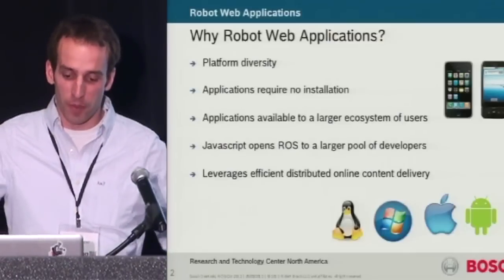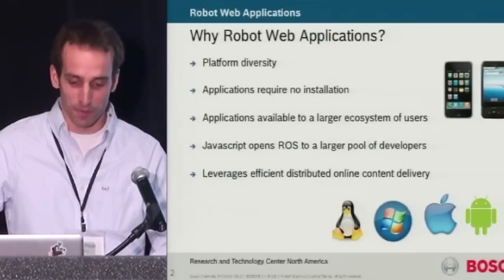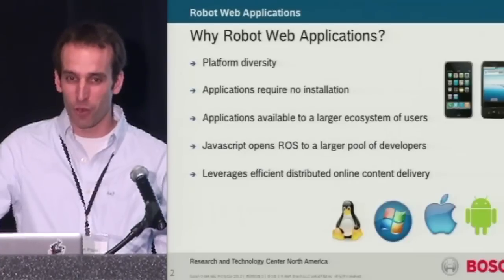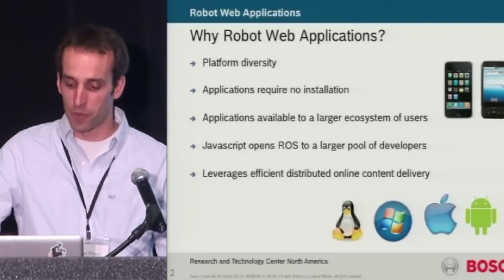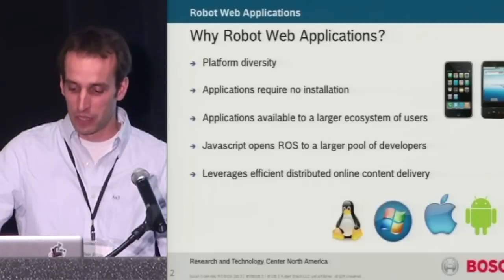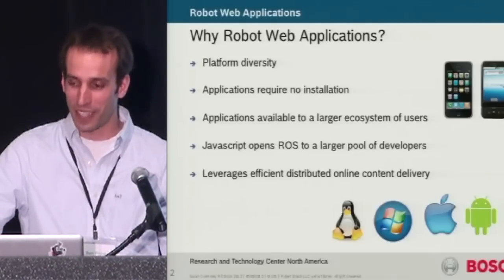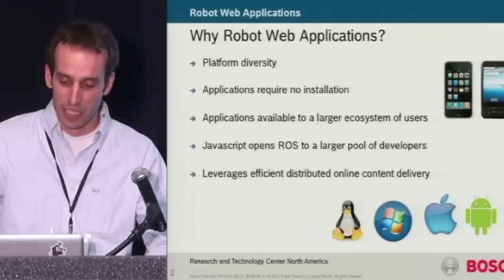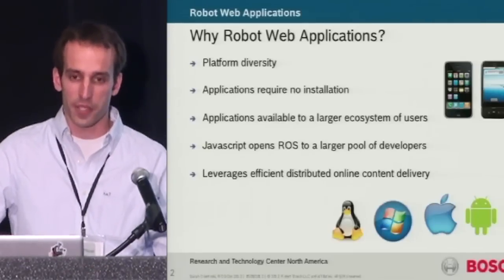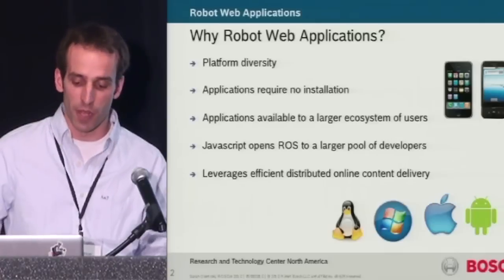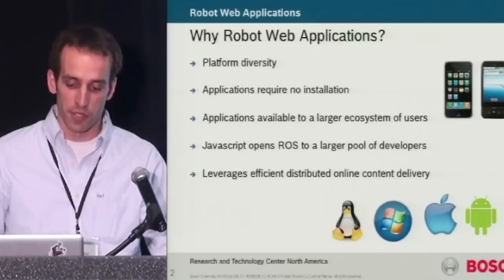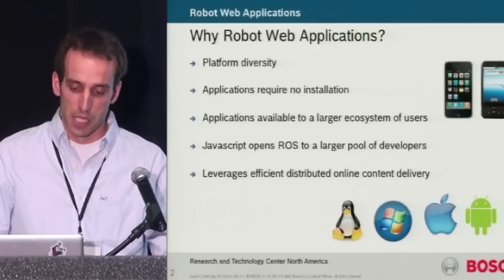Why do we need robot web applications, other than that it's awesome? I think ROS right now is not very diverse. So you can run it on Linux. We've seen Windows today, maybe a little bit of Mac. We saw Android yesterday, but I think there's a lot more out there. And the web, or HTML and the web, is sort of a unifying factor. And this is why we looked into this use case.